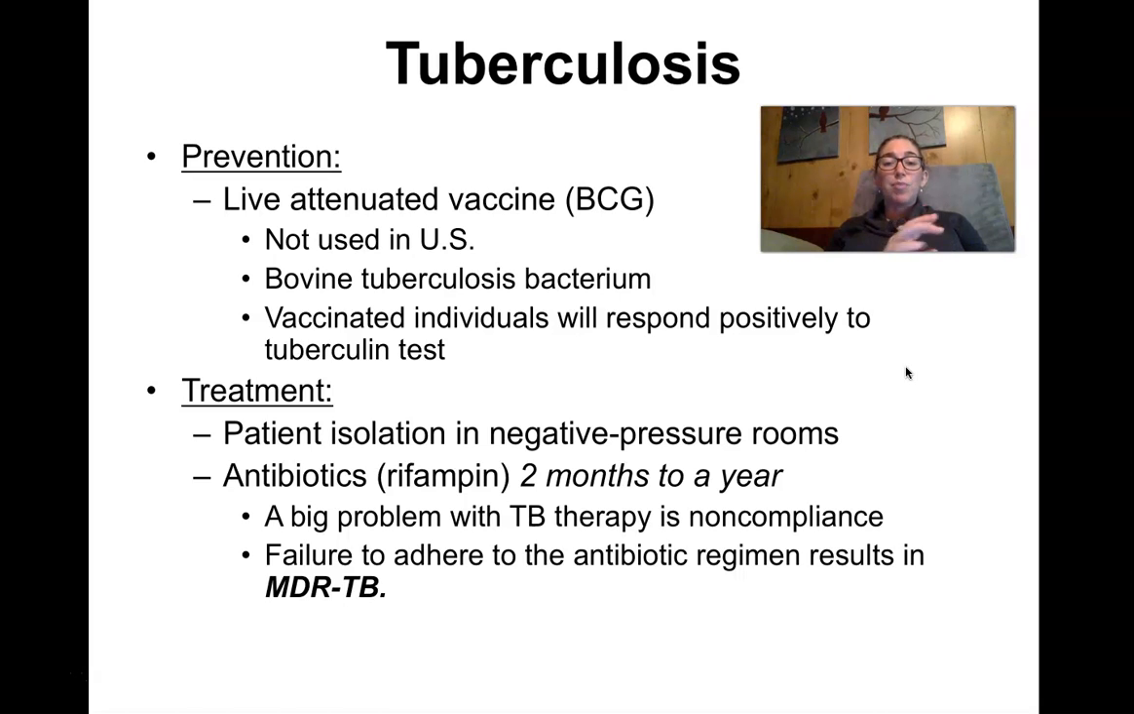So tuberculosis being very, very contagious, people who have tuberculosis or test positive for tuberculosis have to be put in negative pressure isolation rooms to prevent the spread of tuberculosis through air particles. And there are antibiotics to treat tuberculosis. The problem is that patients have to be on them for anywhere from 2 months to a year. And they oftentimes have unpleasant side effects, give you diarrhea or whatnot.